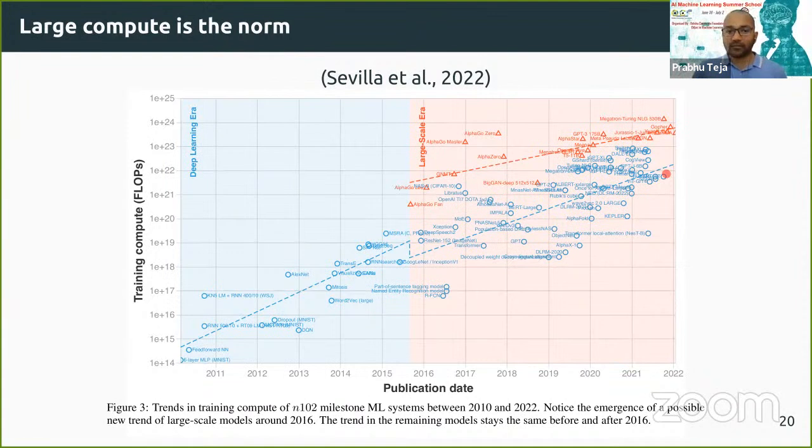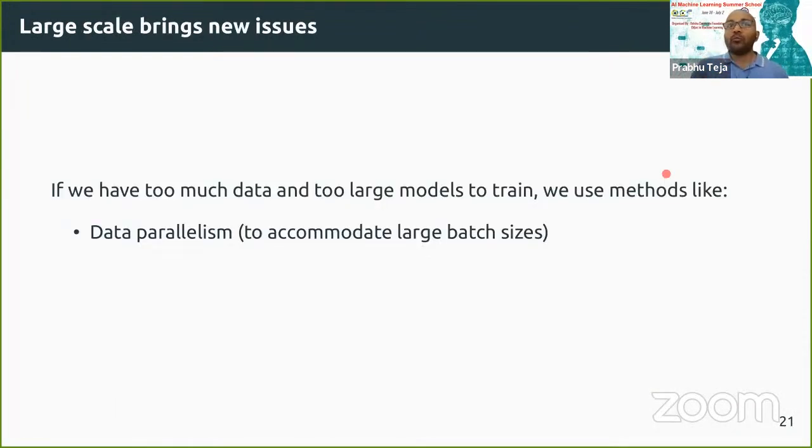Let's see those. If you have very large data and very large models, we use some standard methods, something called data parallelism. This is to accommodate large data. When we have too much data, if we process it sample by sample, it will take absurdly long amounts of time to finish processing. So we collect samples together and process them. But when we collect them together, the amount of memory needed goes up. So to handle that, we use something called data parallelism.